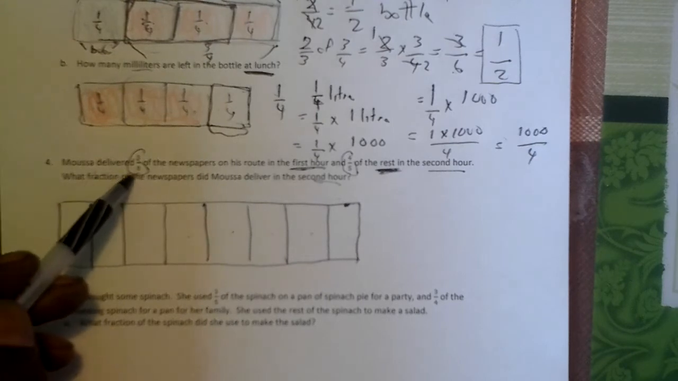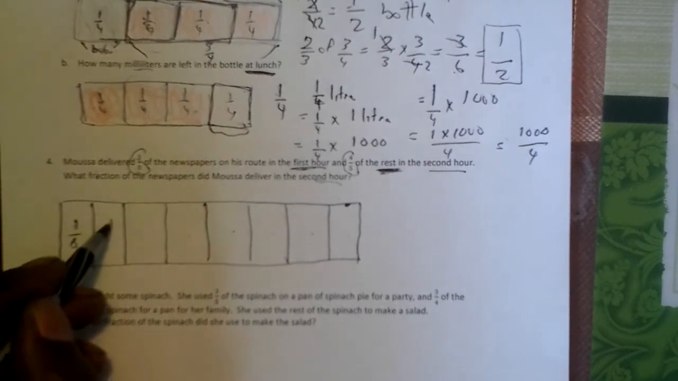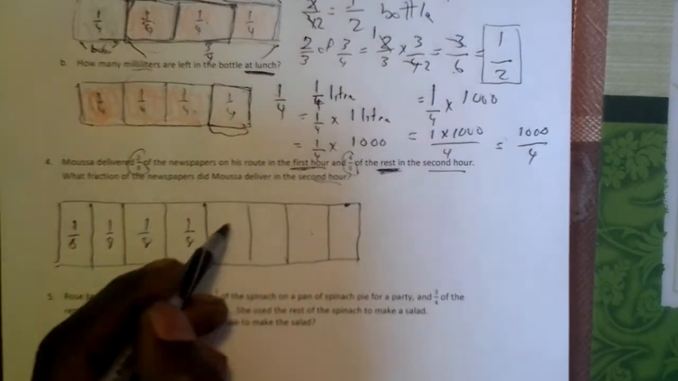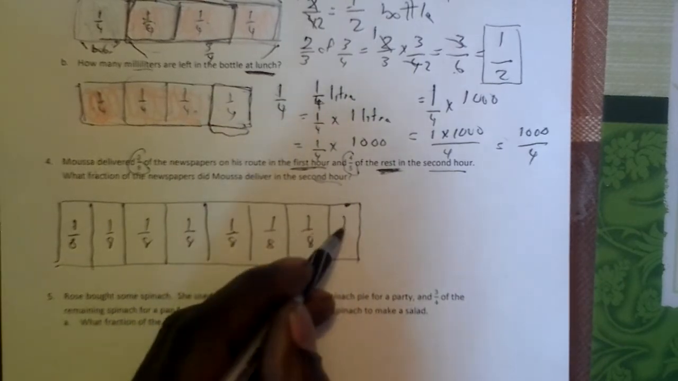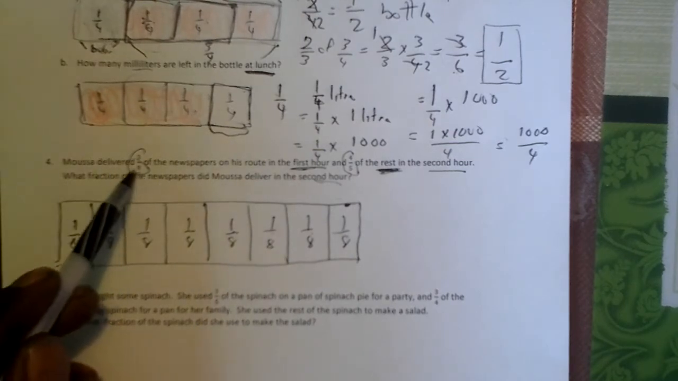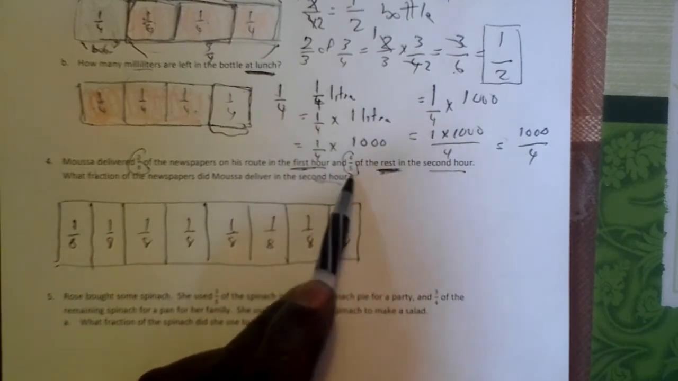He delivered 3/8, so let's label all these 1/8, okay? I know you don't like it, but we can see what's going on. It makes the math easier, okay? Because we have 8 pieces, so each one is 1/8, yes? Okay, so he delivered 3/8 in the first hour and 4/5 in the second hour.